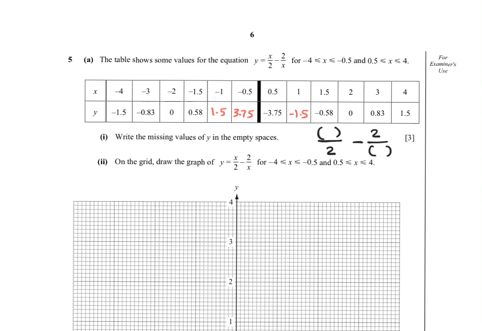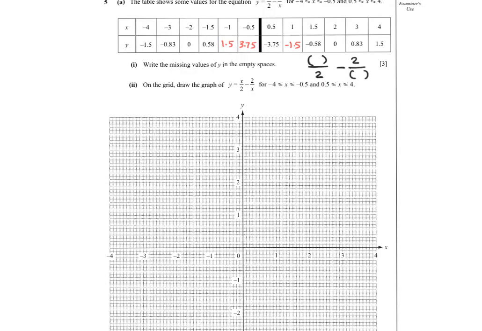After that, you need to plot these points. Let me plot them. The first one, -4, -1.5. Plot this point now. This is the first one. The second one, -3, -0.83, approximately -0.8. Then -2, 0. Then -1.5, 0.58 or 0.6. This one. Then -1, 1.5.